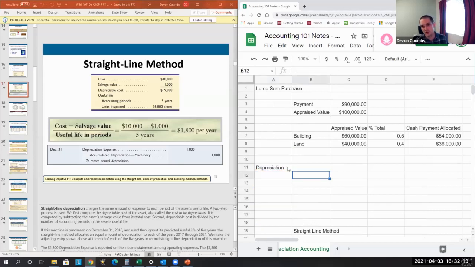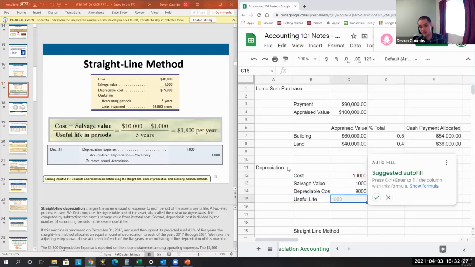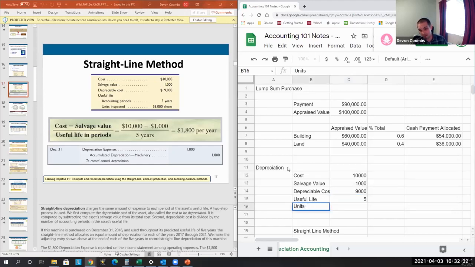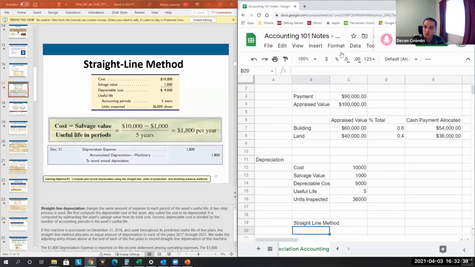So the fact set: there's a cost, salvage value, depreciable cost, useful life. $10,000, 1,000. The difference is the depreciable cost. The useful life is 5. The units inspected of this machine, 36,000. So this machine can also inspect 36,000 shoes.